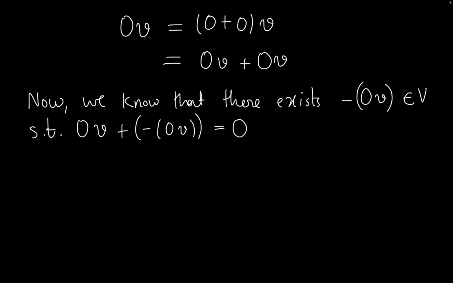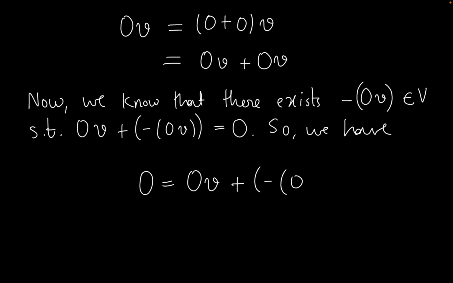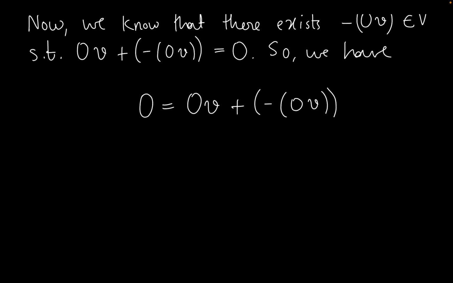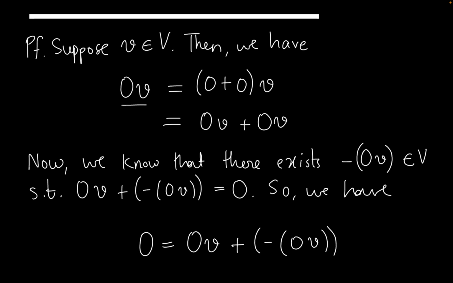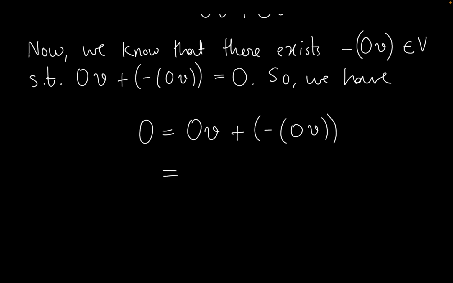Let me write that a bit formally. So I'm going to write it right next to it as the next sentence. So we have 0. I'm going to start with 0 and you'll see why in a second. I'm going to start with the right hand side here. So 0 is equal to 0v plus negative of 0v. And this is equal to 0v, and we know 0v can be written as 0v plus 0v from the thing that we showed above. So 0v is 0v plus 0v, and this is plus negative of 0v.